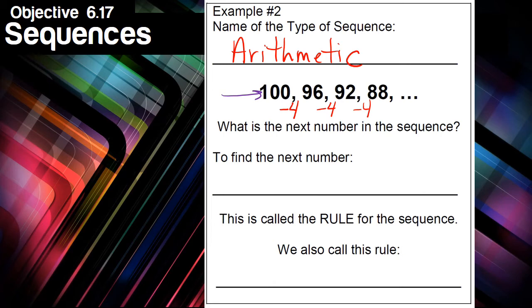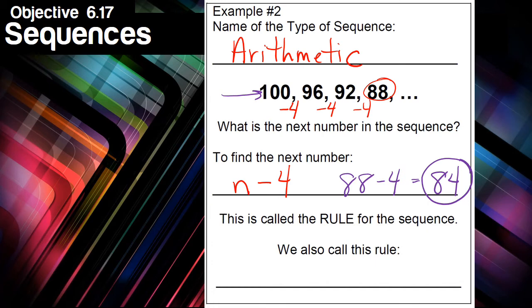To go to the next number in the sequence, we use the letter n. We'll talk about the last term in the sequence, and then subtract 4 from that. The way this would look is if we did 88 minus 4, our next number in the sequence would be 84.